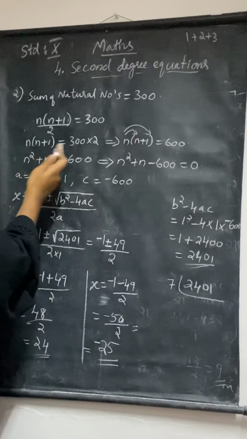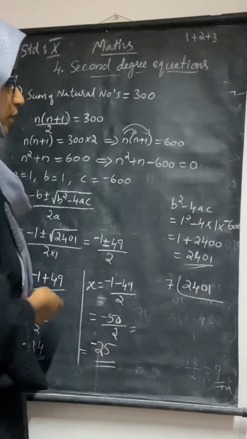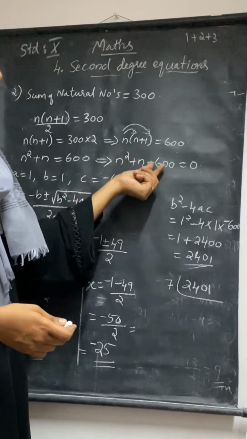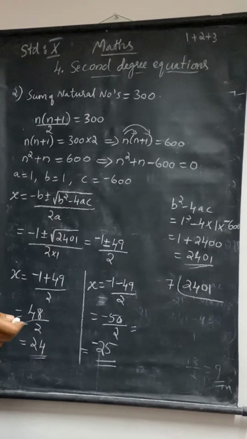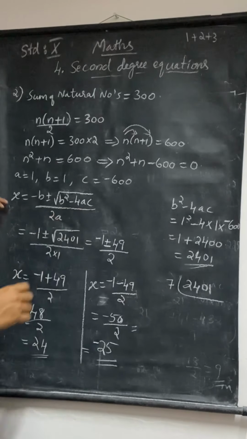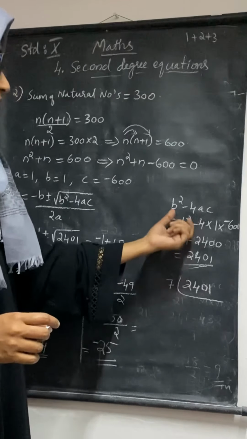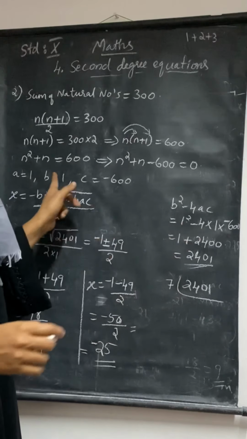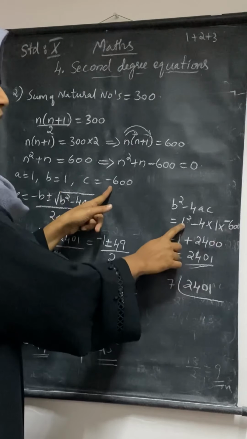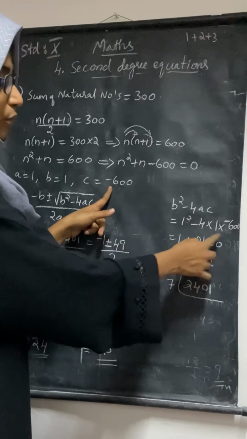Now I can bring 600 inside because we are using a quadratic equation: n² + n − 600 = 0. Here this is a, b, c. a is 1, b is 1, c is −600. You can write that here. Now the quadratic formula: x is equal to −b plus or minus the square root of b² − 4ac, by 2a. First check whether we have a solution or not, so b² − 4ac we can do separately. b is 1, squared, minus 4 into a, which is 1, into c, which is −600. So 1 squared is 1, plus 2400. When you add, 6 fours are 24, and 2 zeros.